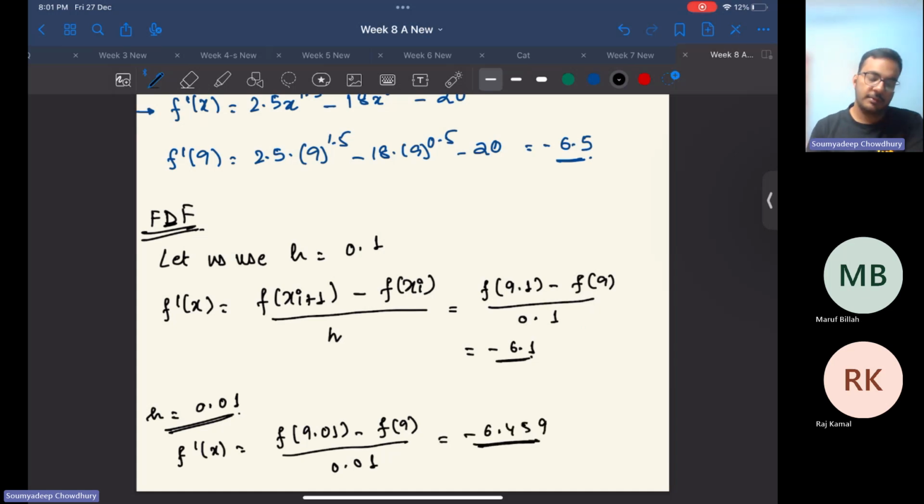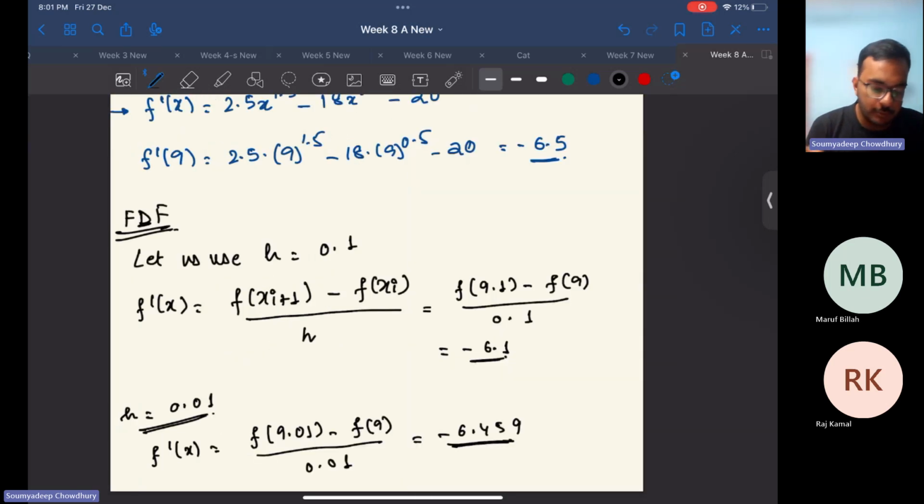So you can see as we have reduced h, our error has also reduced. Your true value was minus 6.5. For h equal to 0.1, you got minus 6.1, whereas when you reduced h by one order, that is h equal to 0.01, you got your derivative value as minus 6.459.